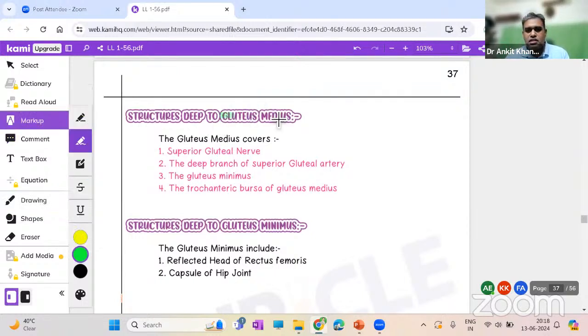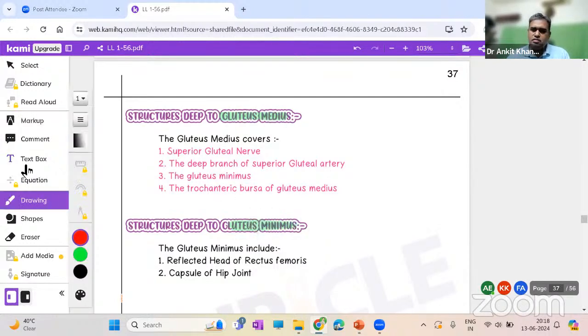Then they might ask you structures deep to gluteus medius or deep to gluteus minimus. Let's go through them once or twice, things will be easy. Now we are going deeper. Now structures deep to gluteus medius will be what? Will be its nerve supply, the muscle which is smaller, and also its artery. So they're asking about the gluteus medius. Think of its nerve supply, think of its blood supply, right? 2 points are like this, and it is medius, and think of minimus, which is also lying deep, and you can say about the bursa as well, these 4 points.